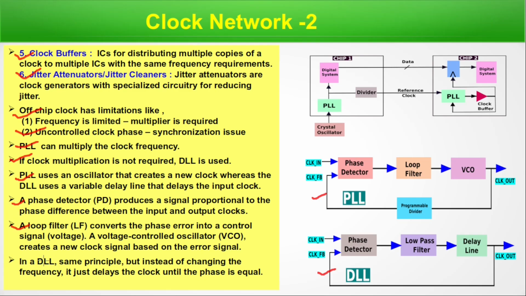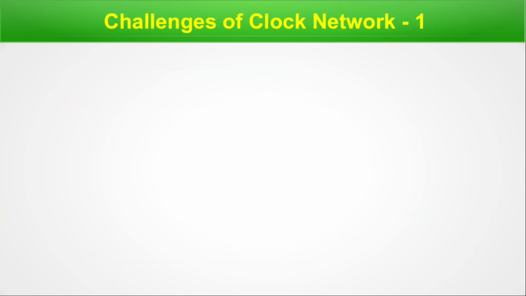This is about PLL. Now, in a DLL, same principle, but instead of changing the frequency, it just delays the clock until the phase is equal. That is delay locked loop. This is all about off-chip and on-chip clock generation. So, we are done with this slide. We will move to the next slide.